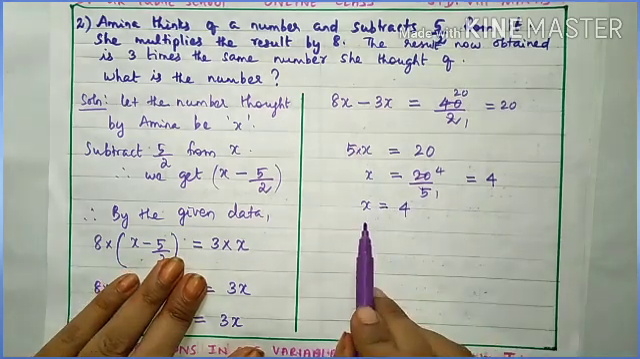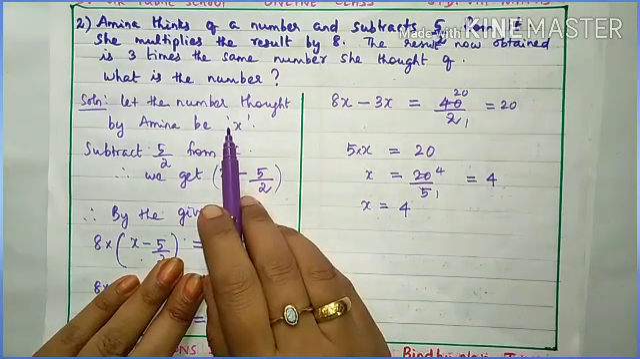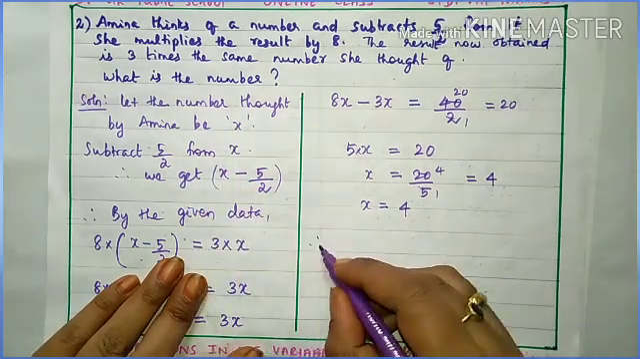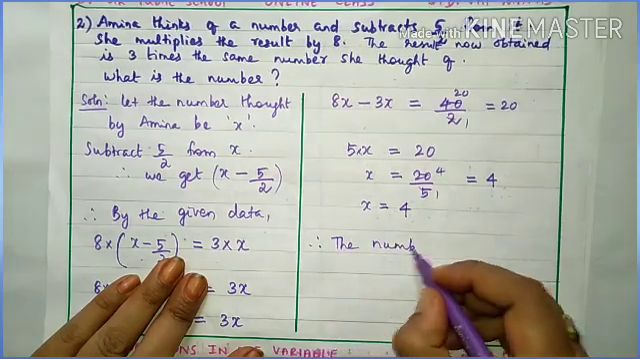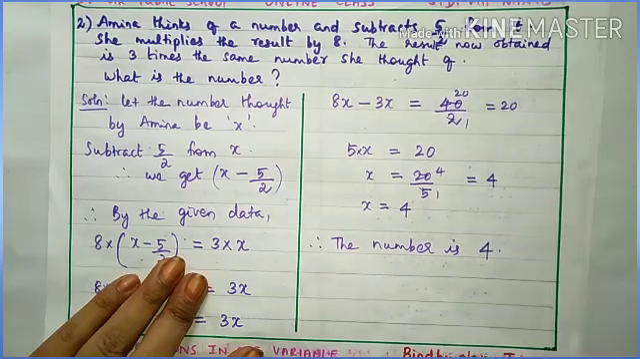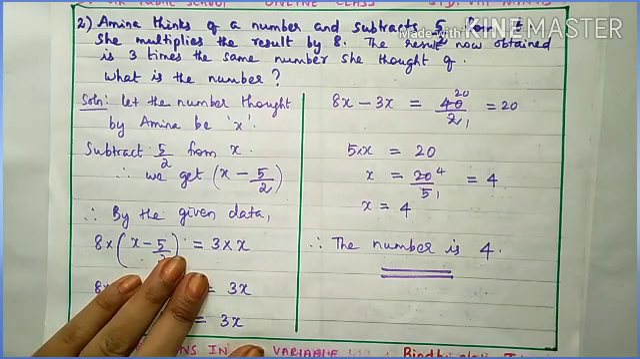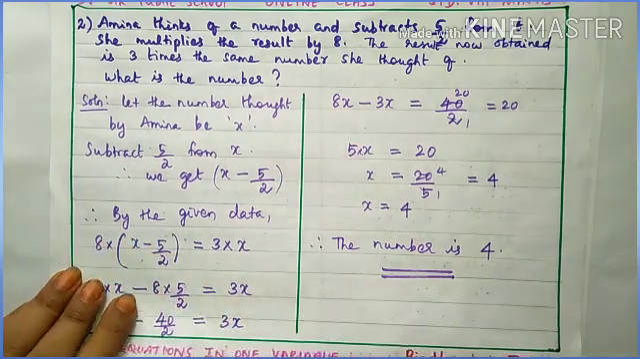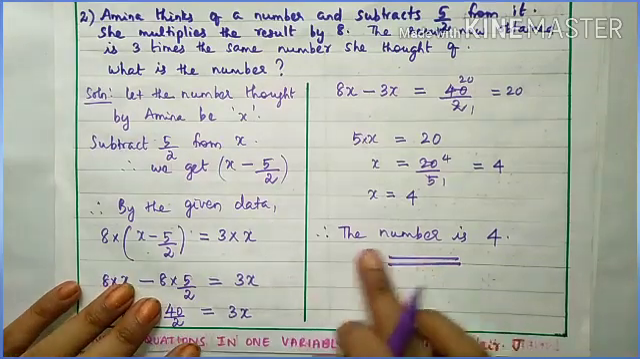And what is this x, children? This x is the number Amina thought of. So therefore our conclusion is the number Amina thought of is 4. Okay, so this is your answer. All of you understand? Yes, very simple problem. You just want to get the idea, that's all.